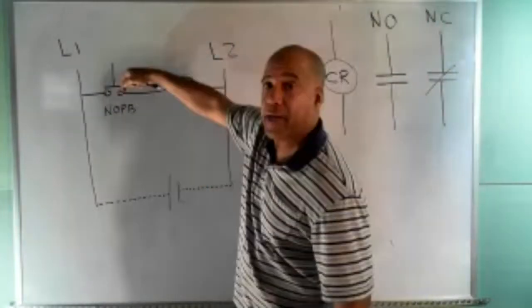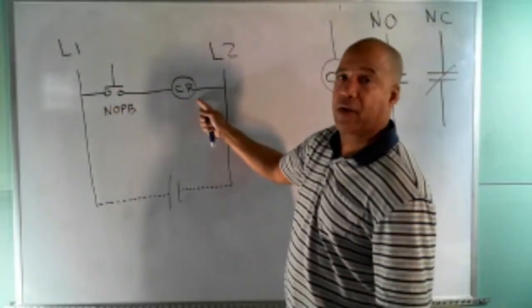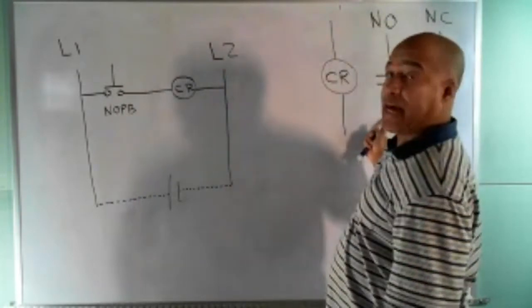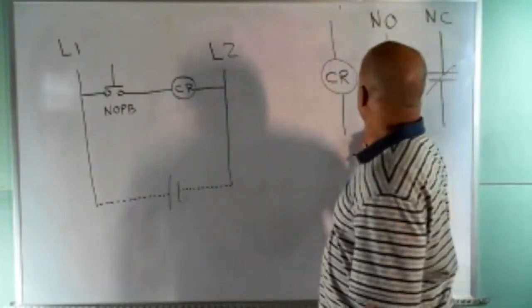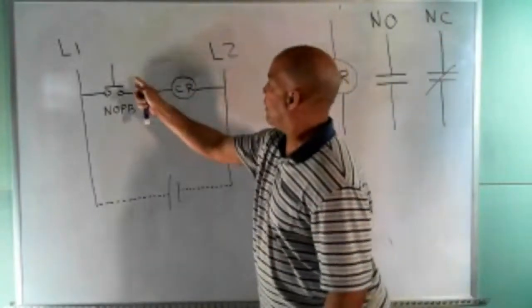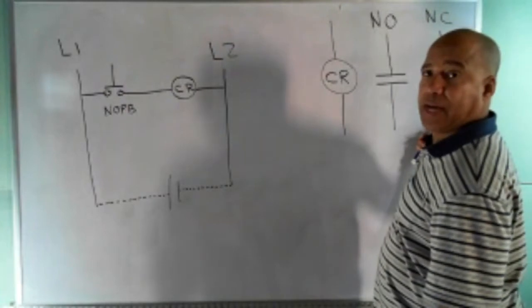I push this button, current flows to the control relay coil, and what's going to happen is it's going to close this contact, the normally open contact, and it's going to open this contact. If I release it, it's going to open the normally open contact and close the normally closed contact.